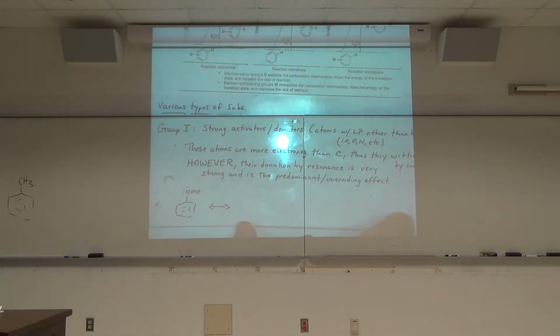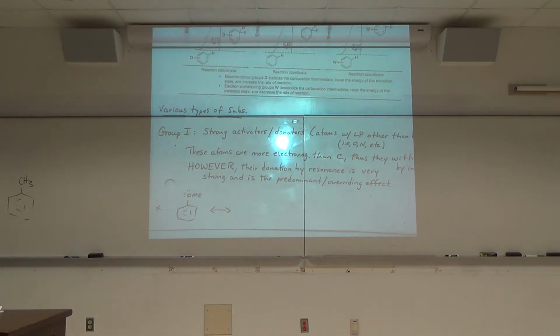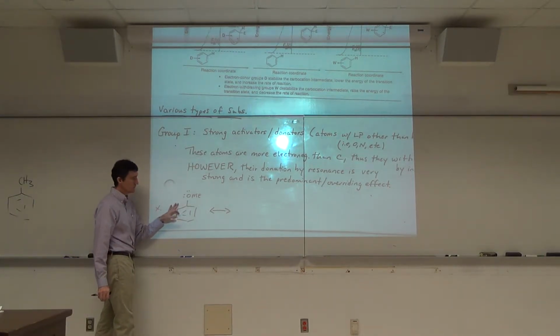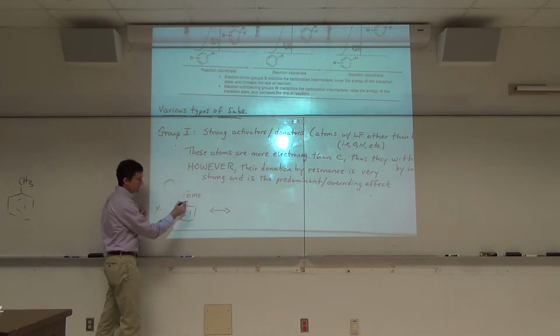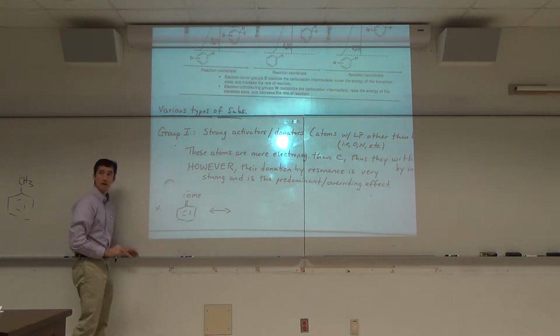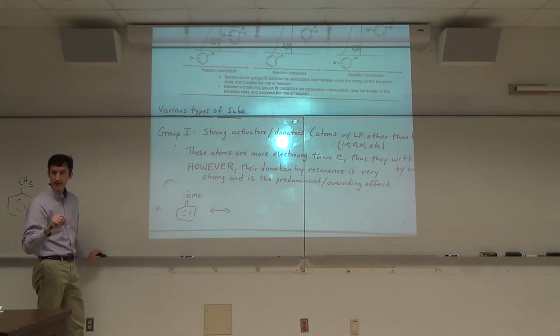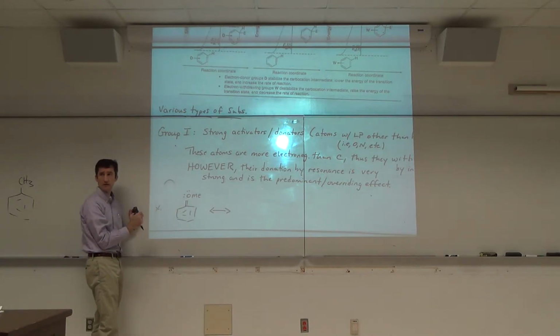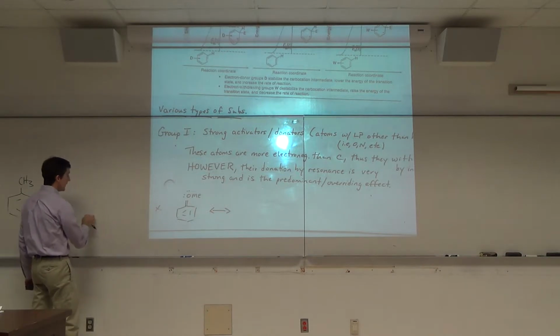Would it make a difference if there's a double bond to the oxygen? What do you mean, double bond to the oxygen? Would it still be a donator if there was a double bond to oxygen? You can't have a double bond to oxygen directly on the ring, because then this carbon would have 5 bonds. I think you may be thinking of a ketone. You can't have a ketone directly on a carbon of the benzene ring.